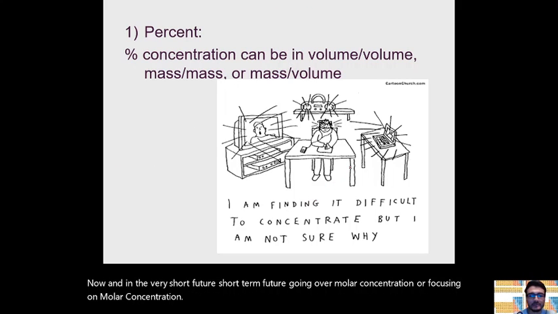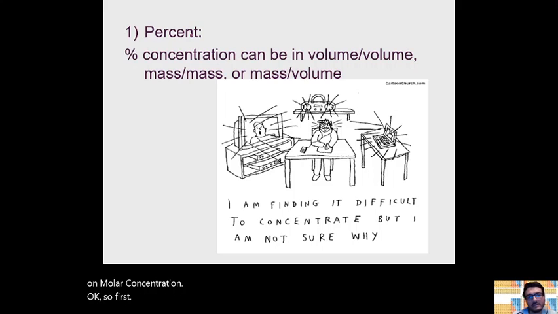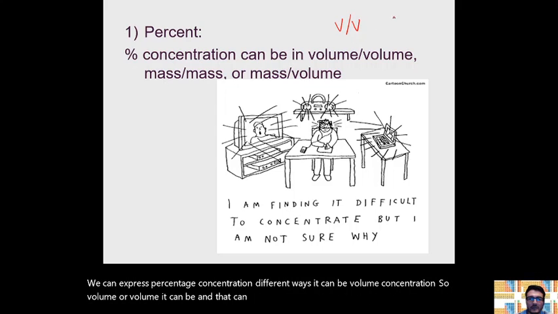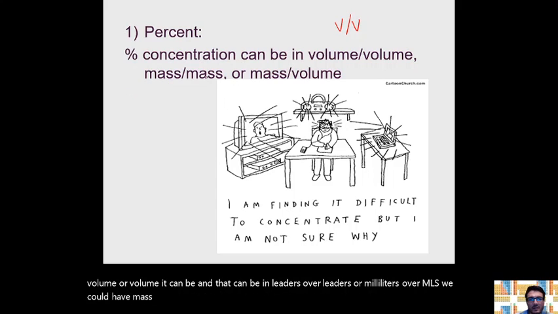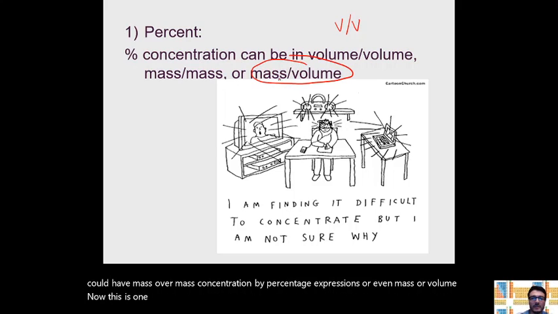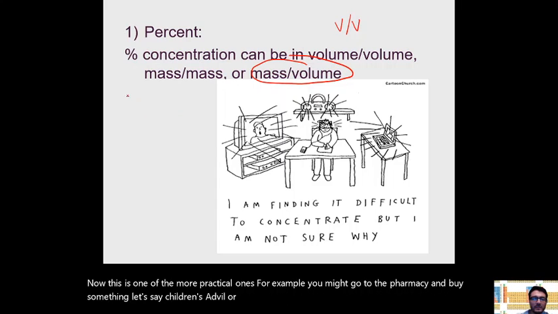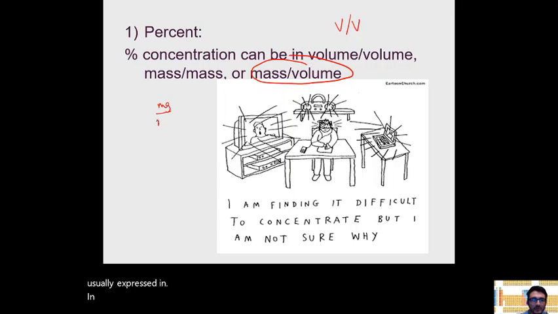Okay, so first, we can express percentage concentration in different ways. It can be volume concentration, so volume over volume, and that can be in liters over liters or milliliters over milliliters. We can have mass over mass concentration, percentage expressions, or even mass over volume. Now, this is one of the more practical ones. For example, you might go to the pharmacy and buy something, let's say a children's Advil or children's ibuprofen, whatever you'd like to call it, and it's usually expressed in milligrams per milliliter, or you might see grams per milliliter.